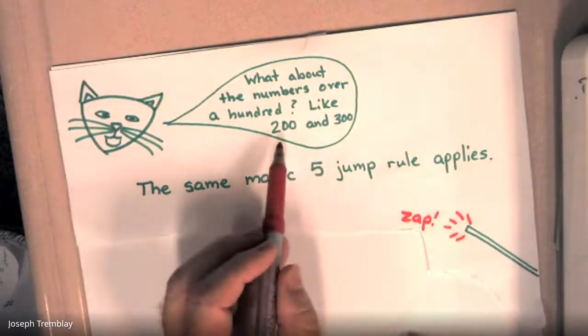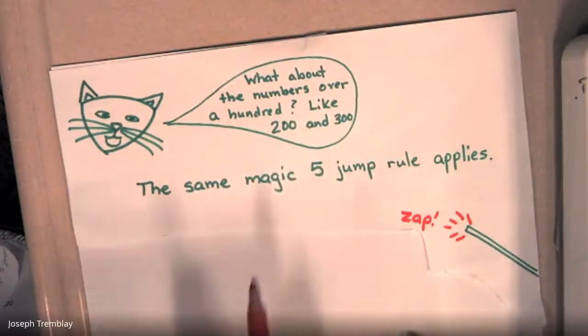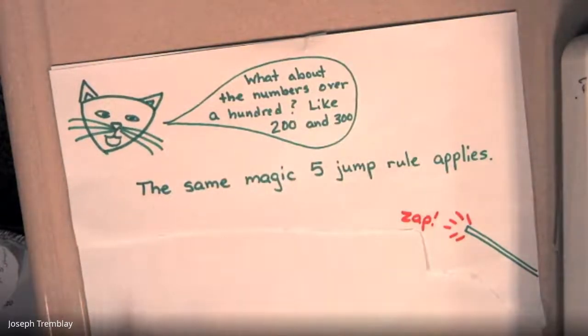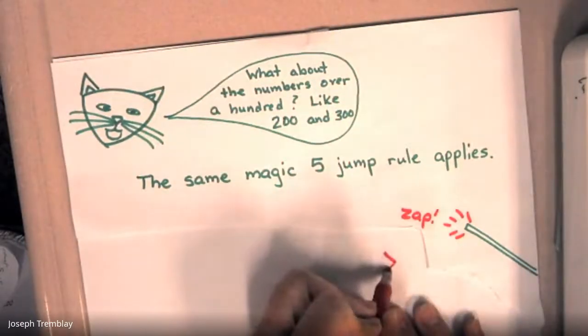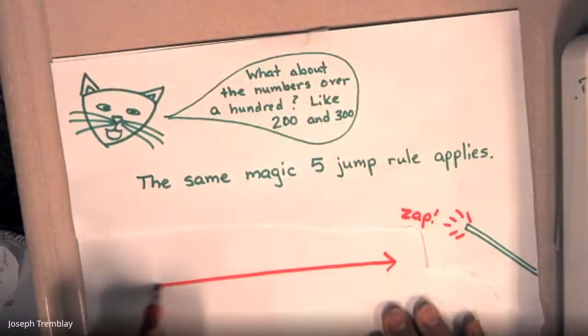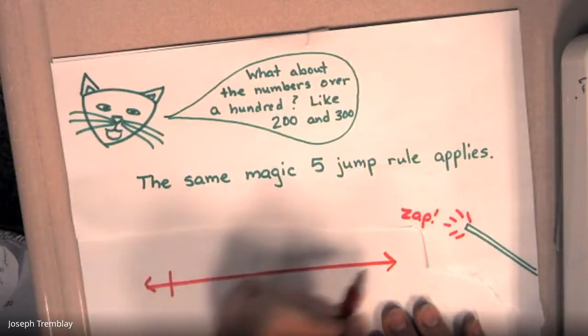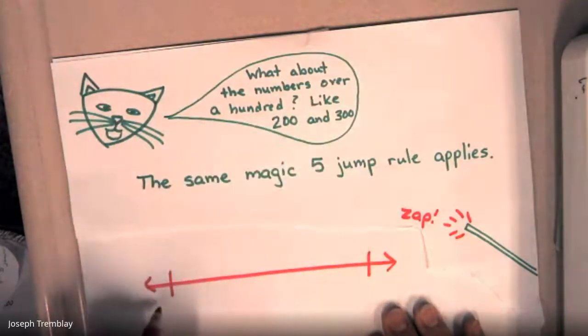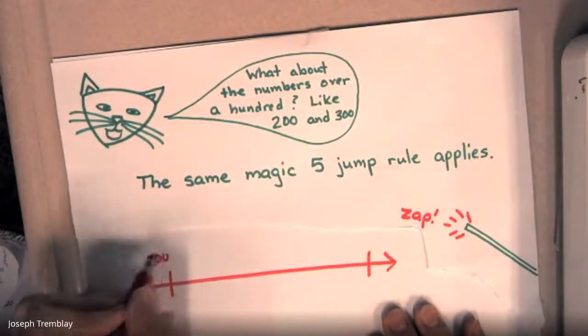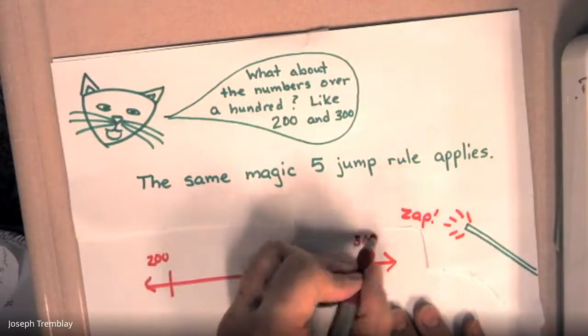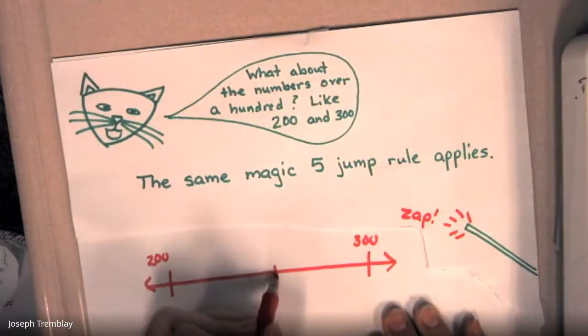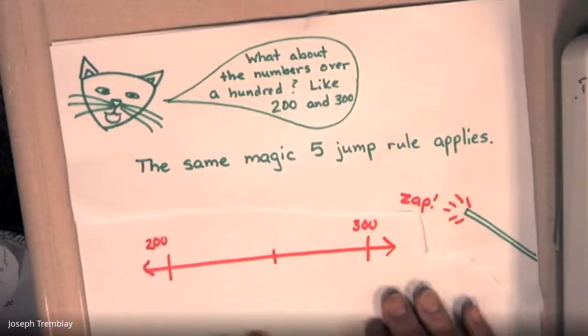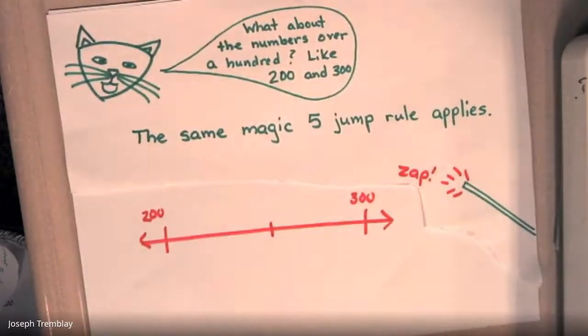So if I'm taking 200 and 300, these are my benchmark numbers. What I want to do is start off by drawing that number line. And I want to put my benchmark numbers on there because I know what they are. They told me it's 200 and 300. So I put my 200 here and my 300 over here. And I want to know, what is this number in the middle?